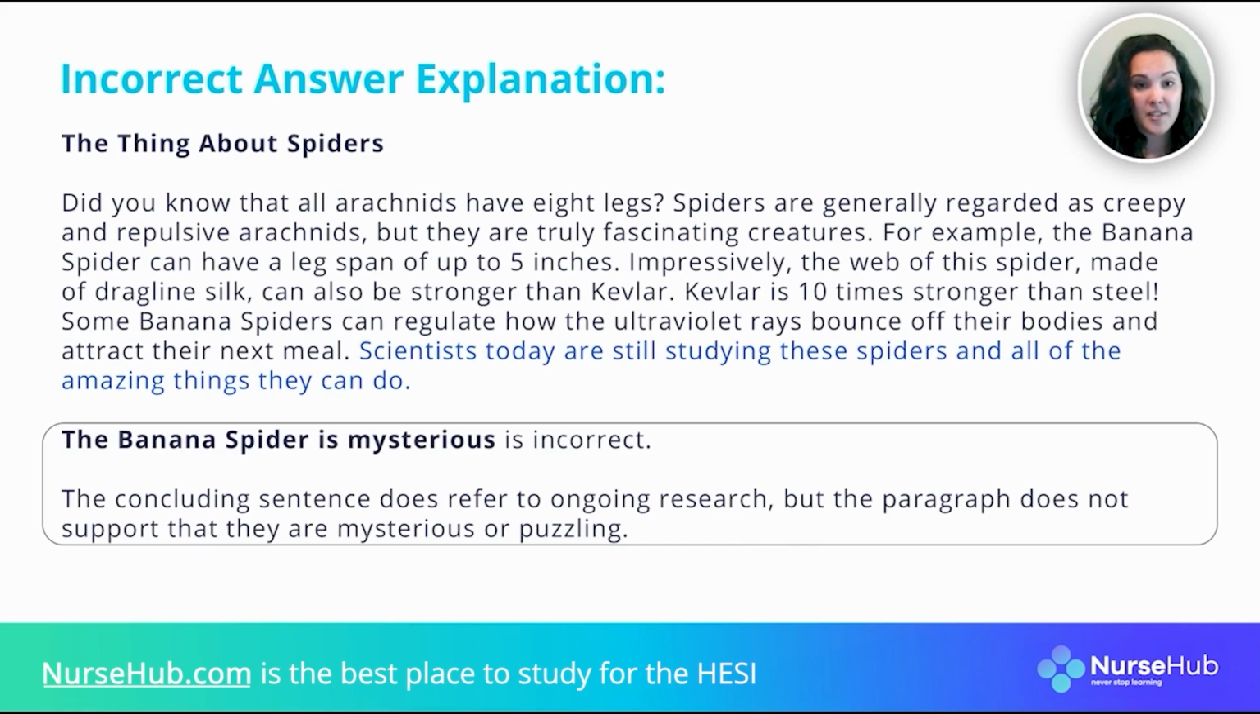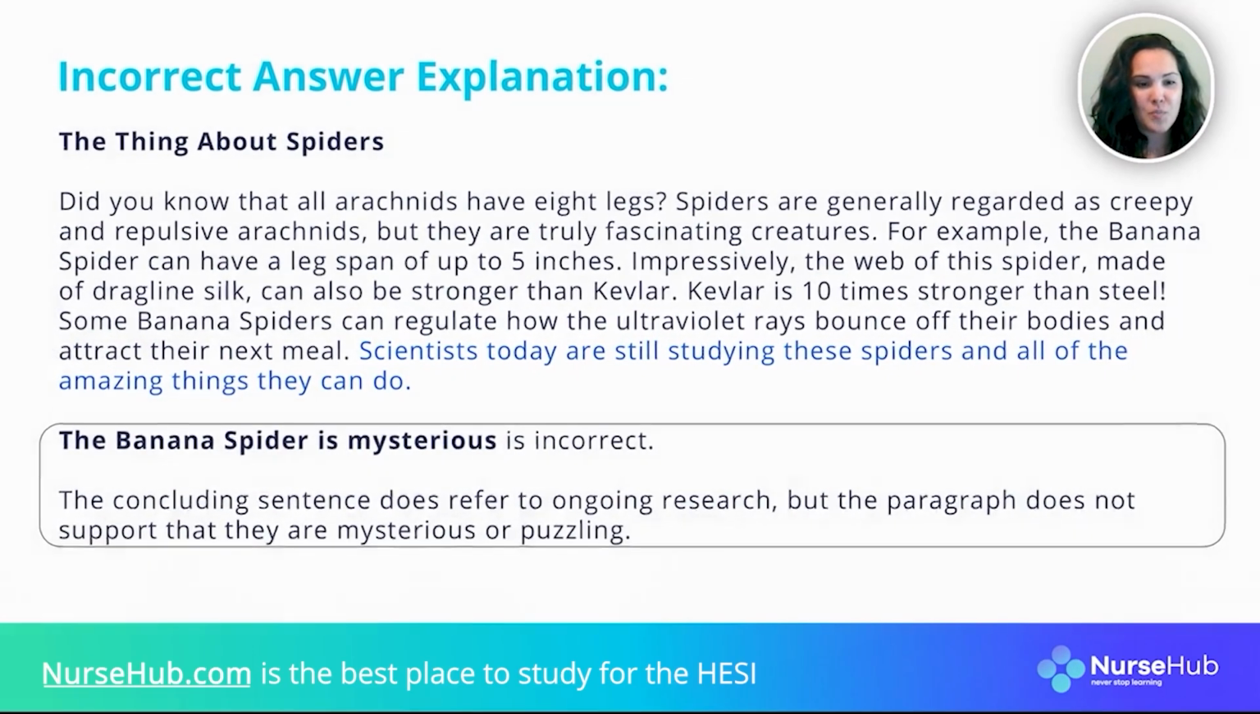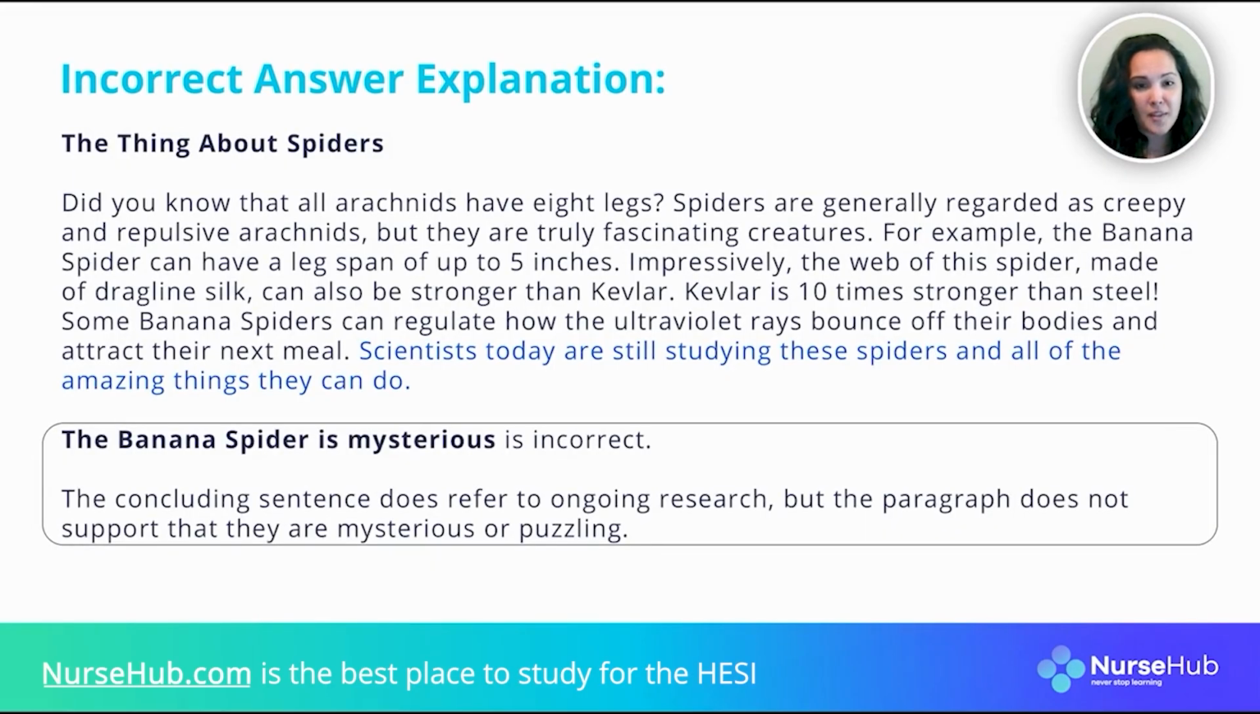Here's our next incorrect answer. The banana spider is mysterious. So the concluding sentence that's highlighted on your screen now does refer to ongoing research, but the paragraph doesn't support that this spider is mysterious or puzzling to any of the scientists. It's incorrect.